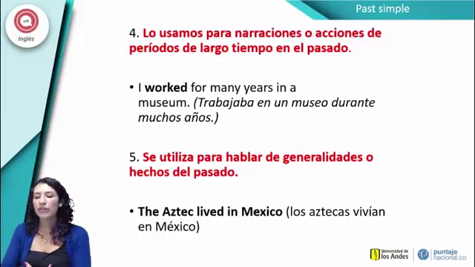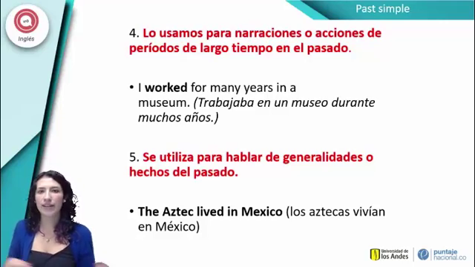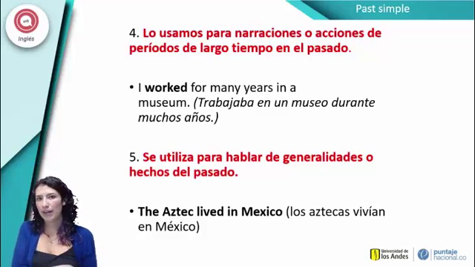So I worked for many years in a museum. So I studied for many years in a university. Yeah? So it's because we maybe are telling a story. No, I studied for 4 years at the school, and then I went for 5 years to the university. Yeah, it's like a narration. We are telling something that happened in the past, that started in the past, so we use the past simple.